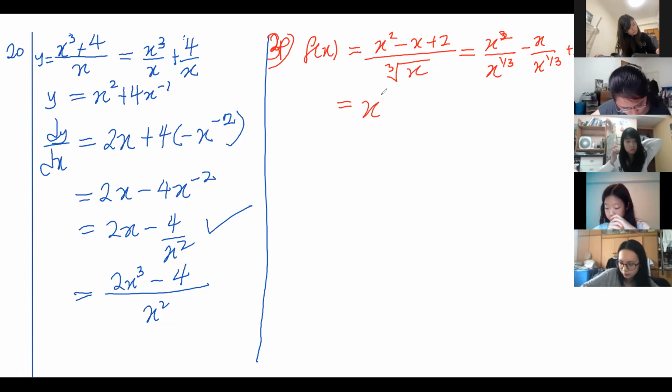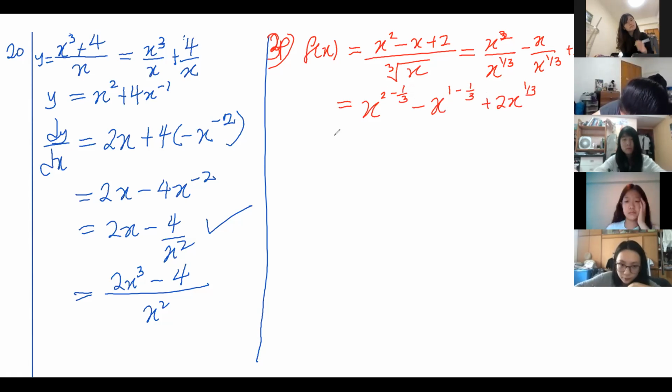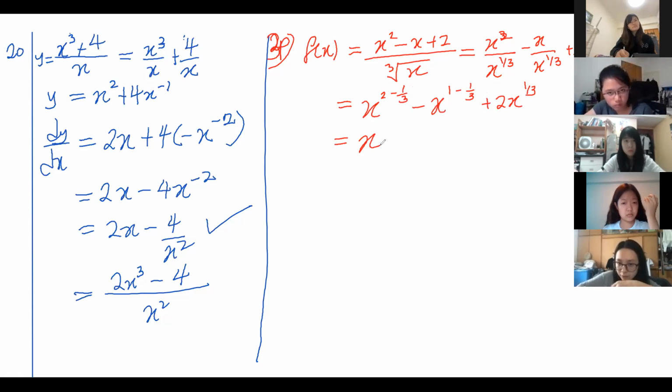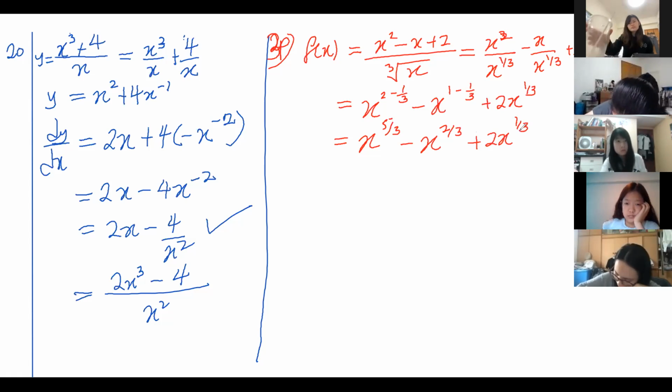So this will be x to the power 2 minus 1/3. This is x to the power 1 minus 1/3. And this is just 2x to the power minus 1/3. So I can write one more step. 2 minus 1/3 is what? Is that 4 over 3? That's 1 2/3, 5 over 3. Confirm, please. Okay, 5 over 3. This is 2 over 3. And this remains what it is. Yes?